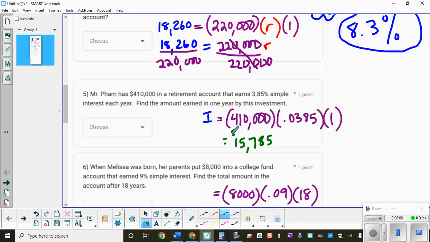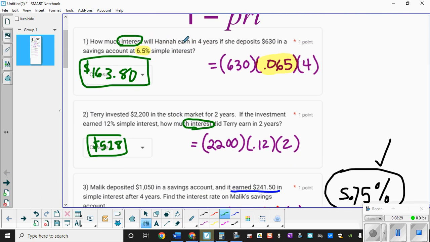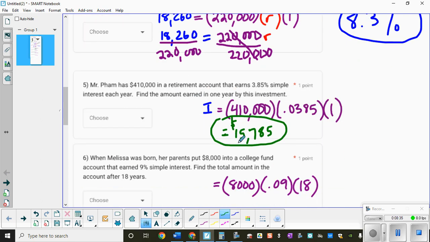We'll put a money sign there. And that's how much interest the account would earn in that 1 year. Friendly reminder that if it asked how much money does Mr. Pham have now total at the end of this year, then we would need to add these 2 numbers together. But for the umpteenth time, it is still just asking what's the interest. The amount earned in 1 year, that's just interest only.